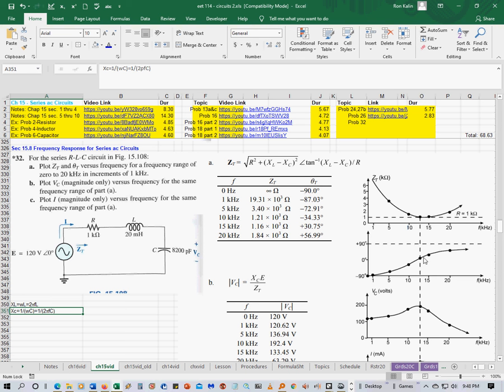And then there's a point of inflection in the middle. It goes to 0, and then it goes almost to plus 90 here. As the frequency would increase, it would go closer and closer to plus 90.